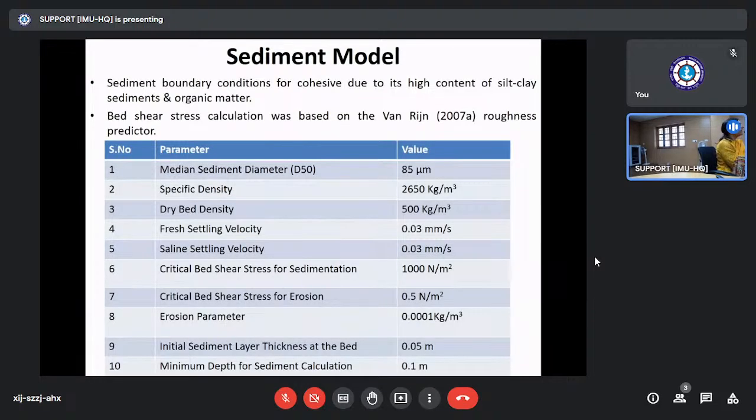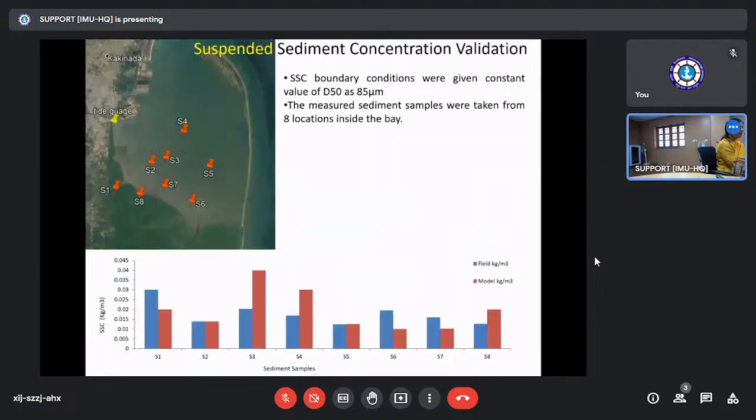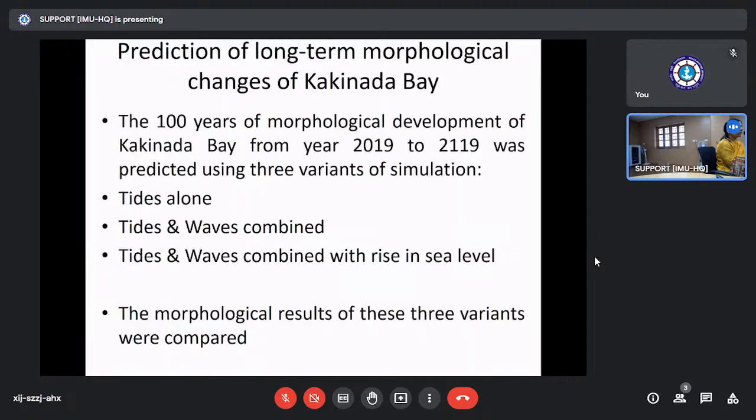So this is the sediment. Then thereafter the sediment model was calibrated. For this, Kakinada Bay has cohesive sediment, silt, because of high silt, clay and organic matter, and bed shear stress was based on the Nikuradse roughness parameter. This is the suspended sediment concentration validation. Thereafter, the third scope was taken, which is prediction of long-term morphological changes of Kakinada Bay. As I had mentioned earlier, 3 variants have been run: tides alone, tides and waves combined, and tides and waves combined along with decadal change of sea level rise.